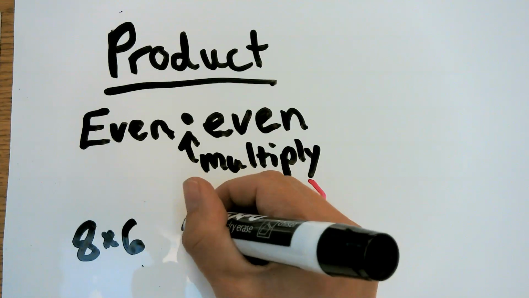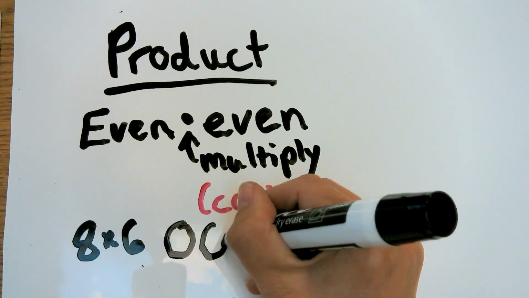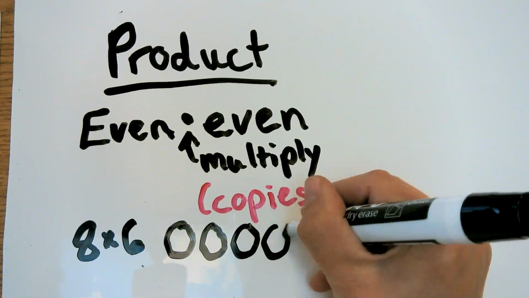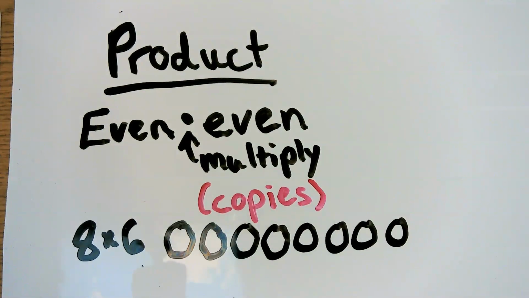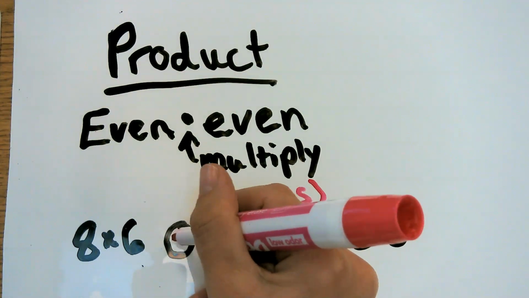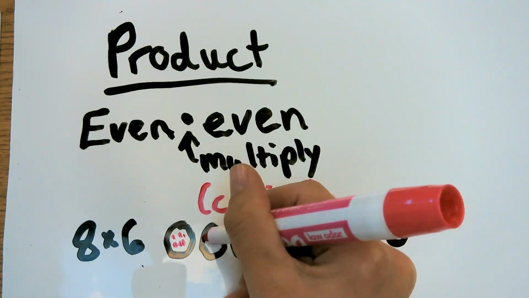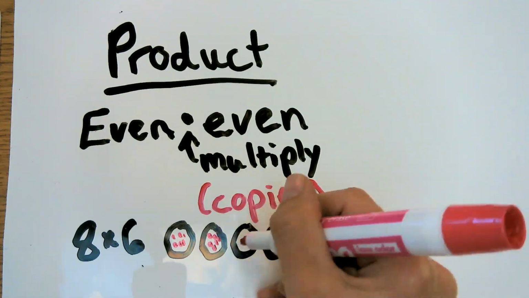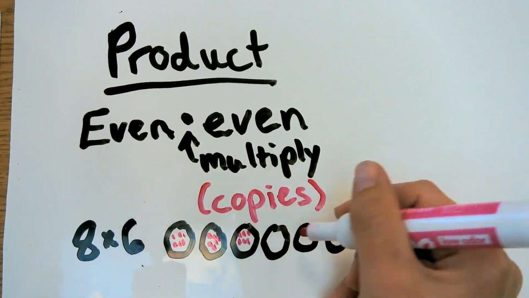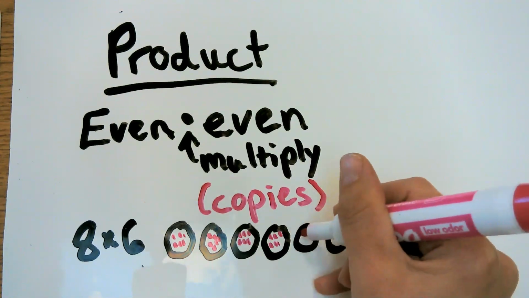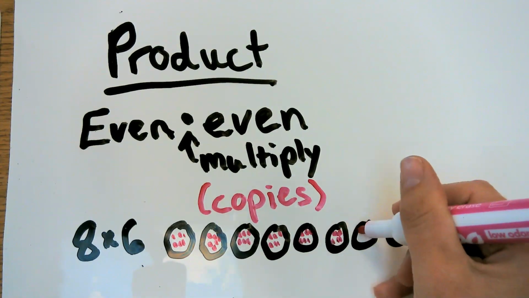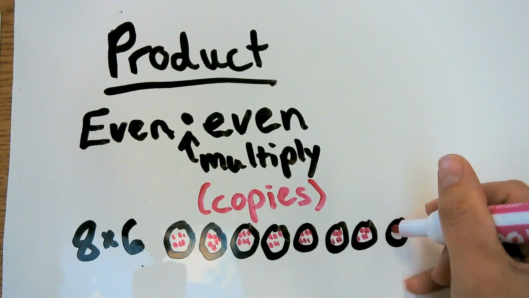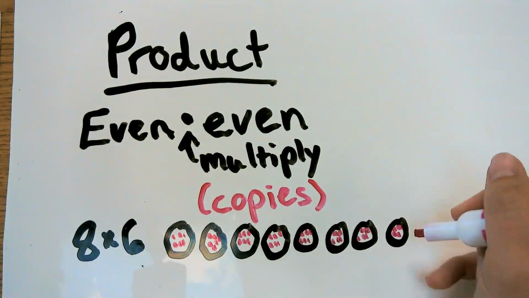So if I were to draw a visual of that, I'm going to make 8 groups: 1, 2, 3, 4, 5, 6, 7, 8. And ideally, I would put 6 dots in each. I've got kind of a small room to work. 1, 2, 3, 4, 5, 6. 1, 2, 3, 4, 5, 6. I'm sure your model is going to look a lot better than mine. That's your challenge. Try to create a model that looks more understandable than what I have.